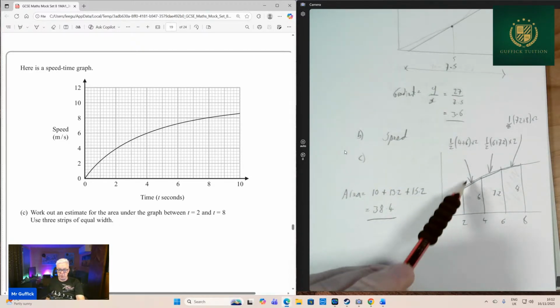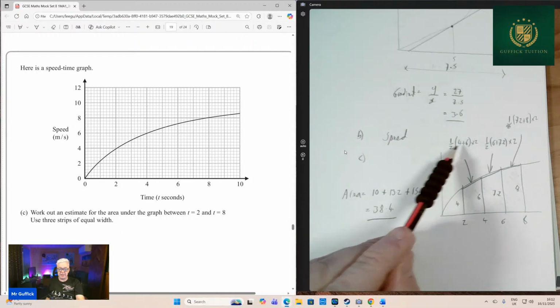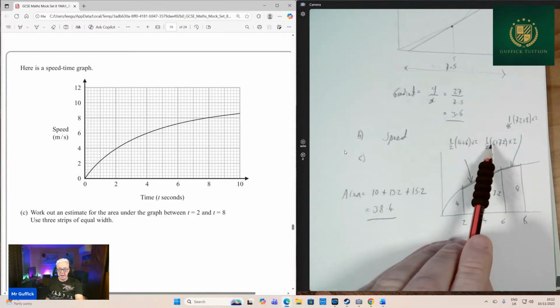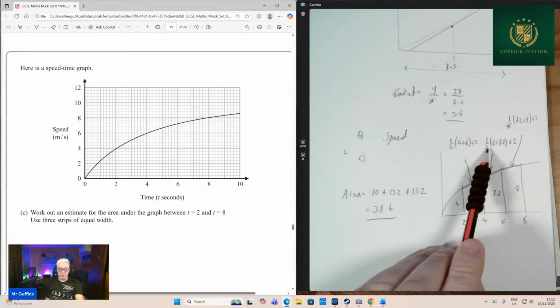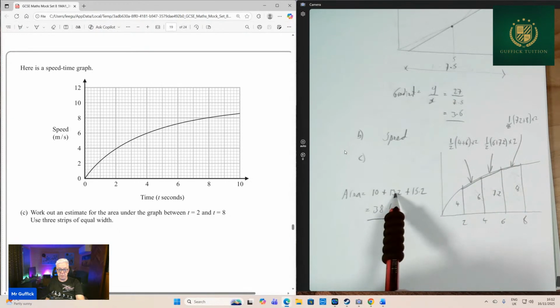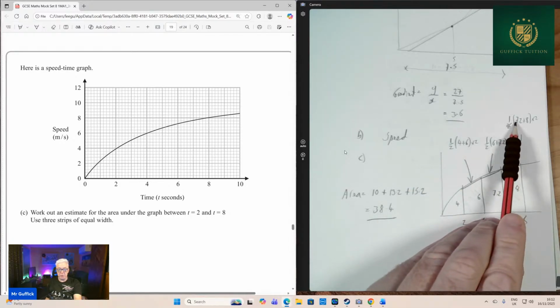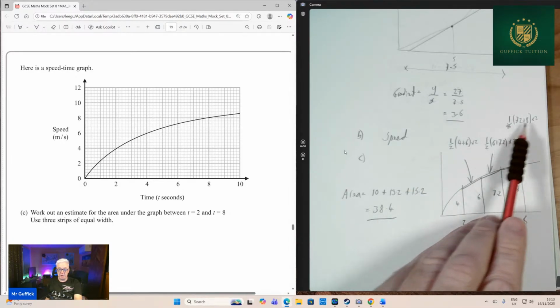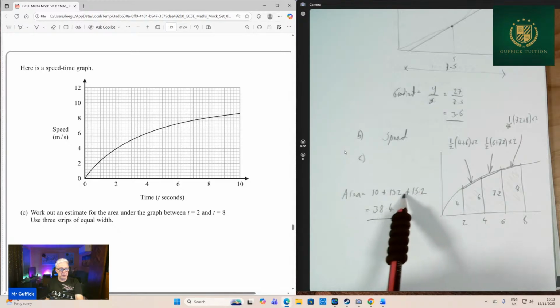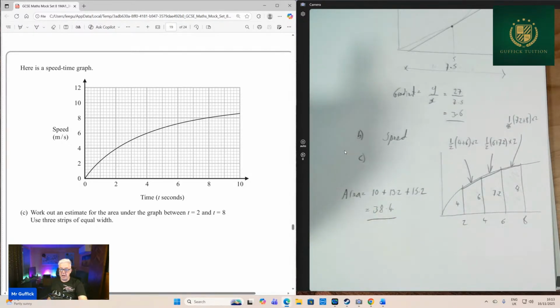So in the first one, we're going to have 4 add 6 divided by 2 times by 2. That gives us 10. Then the next one's going to be 6 add 7.2 divided by 2 times by the width, which is 2. That gives us 13.2. And the last one, 7.2 add 8 divided by 2 and times by 2 gives us 15.2. So we add those together, and that gives us our area underneath the graph, 38.4.